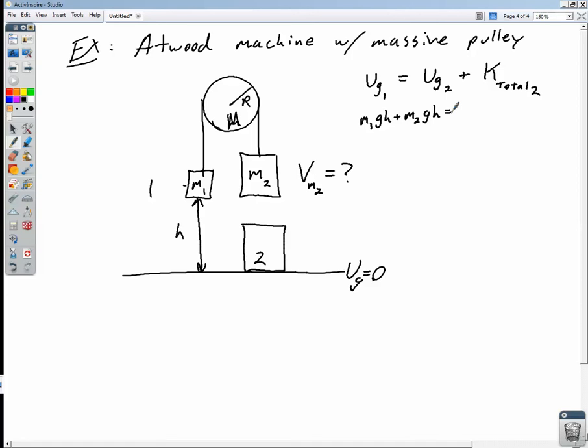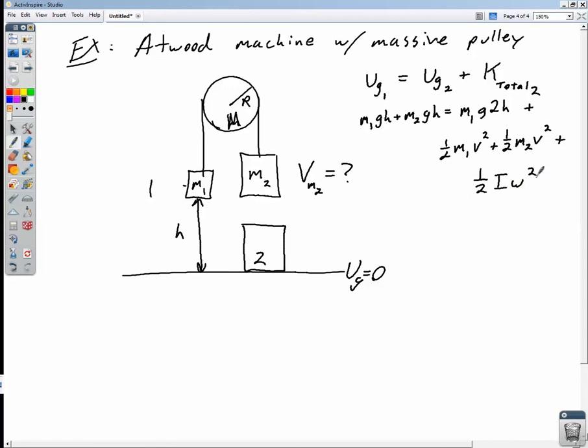m2 goes down to 0, m1 goes up. So it's going to be m1, the only thing with gravitational potential, and it's gone up a distance now 2h above the ground. And now we're going to add in the total kinetic energy. We've got m1 with kinetic energy. We've got m2 with kinetic energy. And we've got the pulley wheel, which is going to be 1/2 I omega squared.